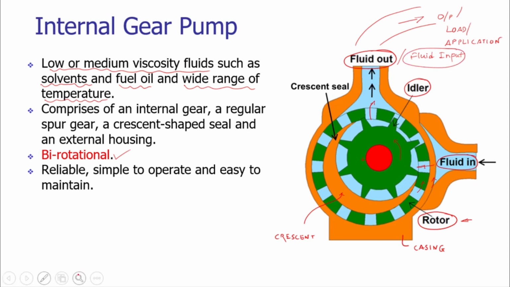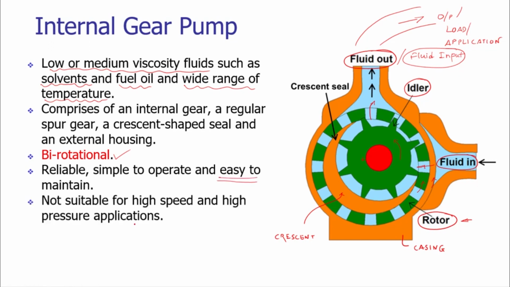The internal gear pump is reliable, simple to operate and easy to maintain. Although the construction is quite complex and there is wear and tear, the maintenance of the internal gear pump is quite easy because there are only two elements. If you just remove the idler gear or the rotor gear, you can easily clean it out. However, internal gear pumps are not suitable for high speed applications and high pressure applications.